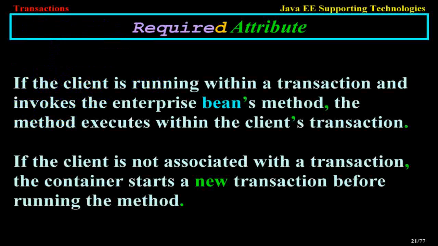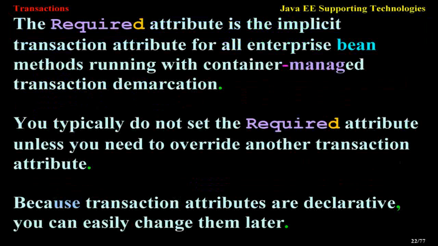Required attribute. If the client is running within a transaction and invokes the enterprise bean's method, the method executes within the client's transaction. If the client is not associated with a transaction, the container starts a new transaction before running the method. The Required attribute is the implicit transaction attribute for all enterprise bean methods running with container-managed transaction demarcation. You typically do not set the Required attribute unless you need to override another transaction attribute. Because transaction attributes are declarative, you can easily change them later.